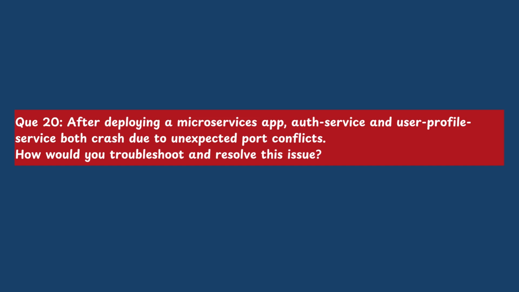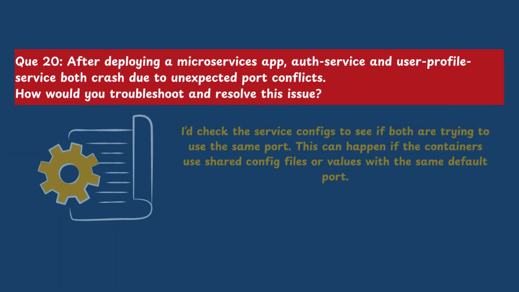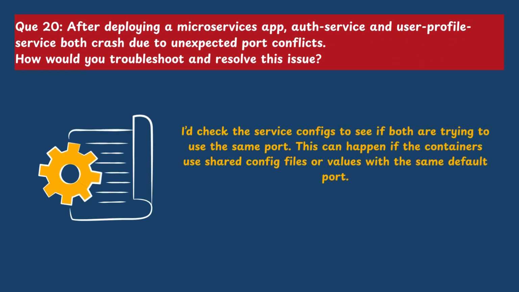After deploying a microservices app, the authentication service and user profile service both crash due to unexpected port conflicts. How would you troubleshoot and resolve this deployment issue? Here's how you can respond.